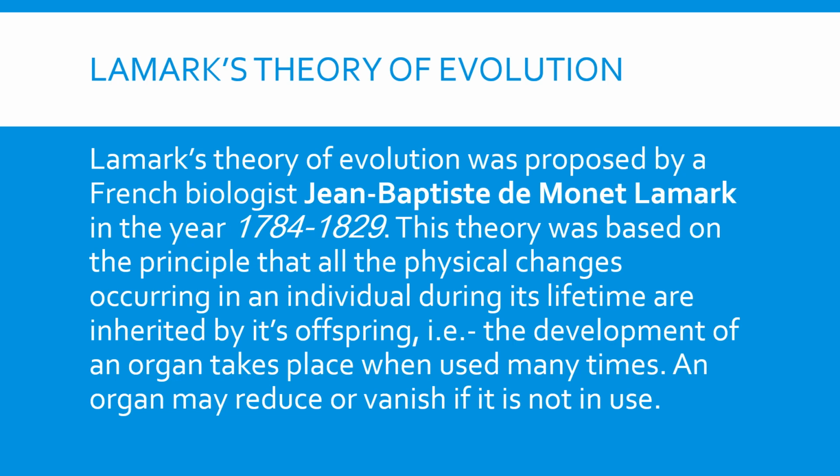Lamarck's theory of evolution was proposed by a French biologist named Jean-Baptiste de Monet Lamarck between the years 1784 and 1829. This theory was based on the principle that all the physical changes occurring in an individual during its lifetime are inherited by its offspring. That is, the development of an organ takes place when it is used many times. An organ may reduce or vanish if it is not in use.